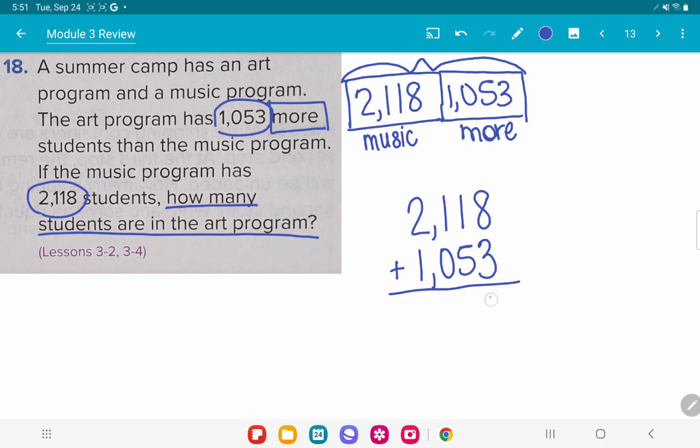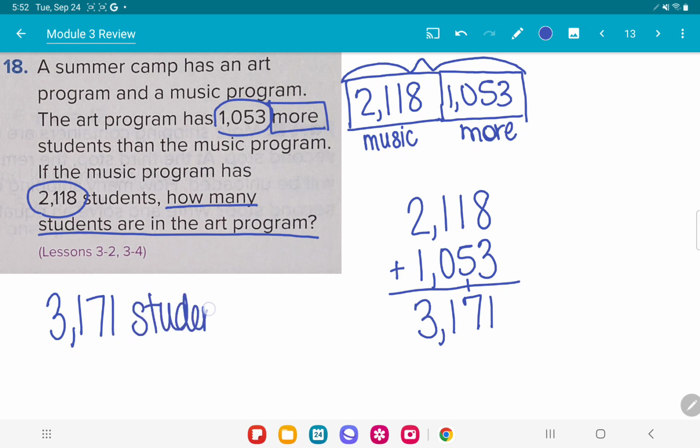8 plus 3 is 11. To regroup my 10, 1 plus 5 plus 1 is 7. 1 plus 0 is 1. And 2 plus 1 is 3. So there are 3,171 students in the art program.